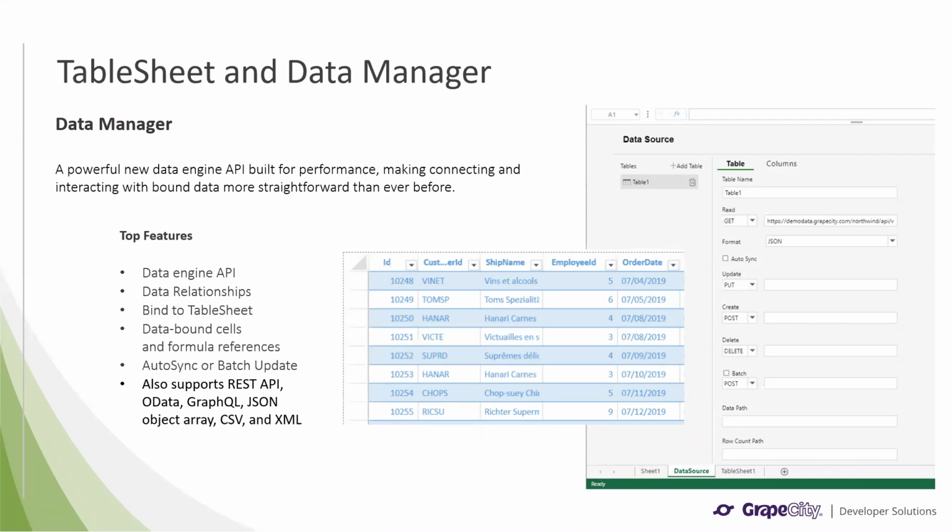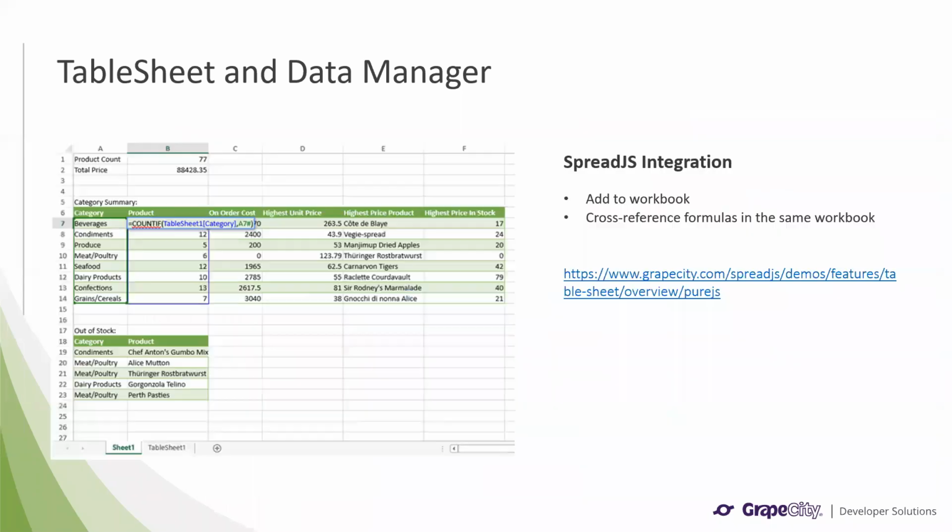The Data Manager will take data from a data source and create a table for it, along with data relations to other tables. A view from that table can be defined with specific data fields and then bound to a table sheet. Using both these in conjunction provides additional functionality, which includes support for custom cell data types like projected data-bound cells or formula references. You can also use Tablesheet and the Data Manager to automatically update the data source with every change or in batches using the auto-sync or batch update modes.